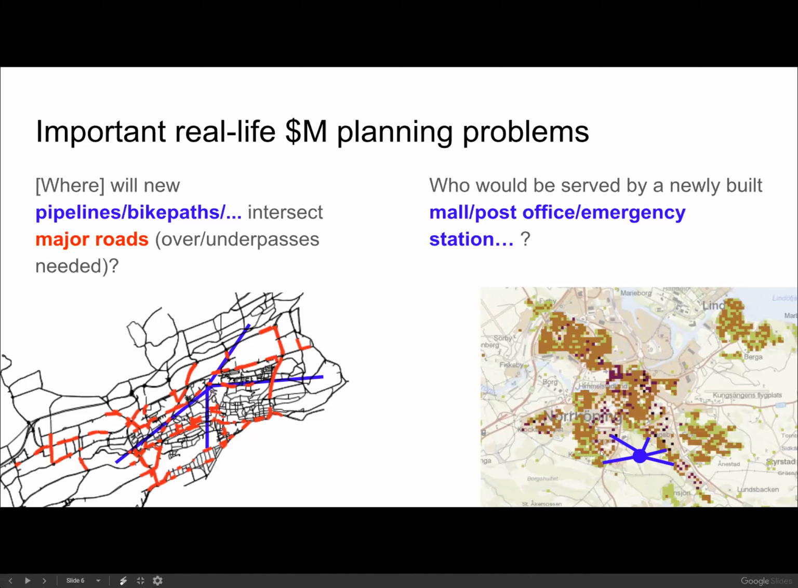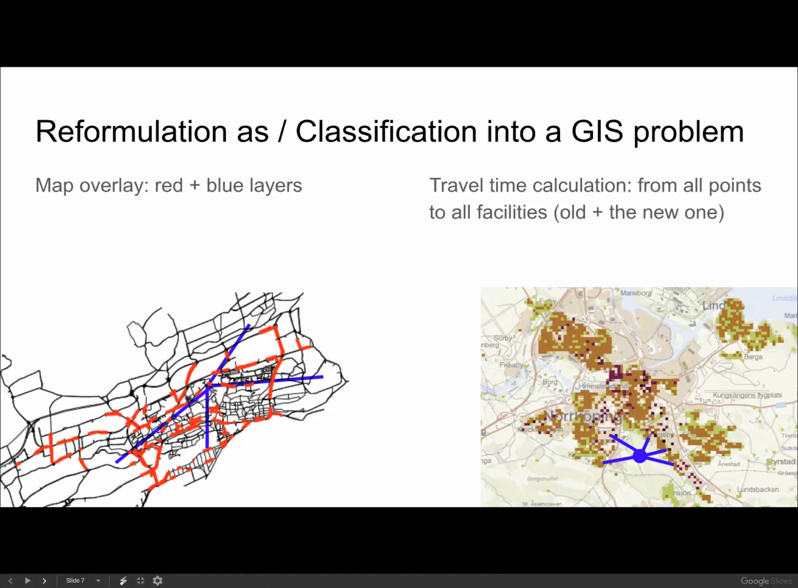And you want to understand what part of the population will be served by this new facility. So right now, different parts of the population are served by existing facilities. Who would go to this new mall or would be served by this post office or emergency station? And we can reformulate these as GIS problems or classify them as GIS problems, speaking in GIS parlance.